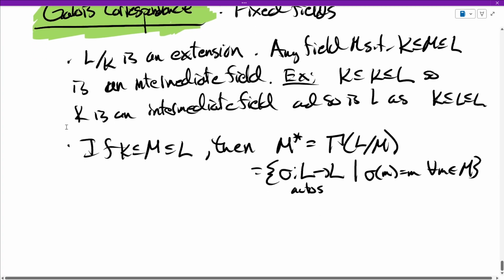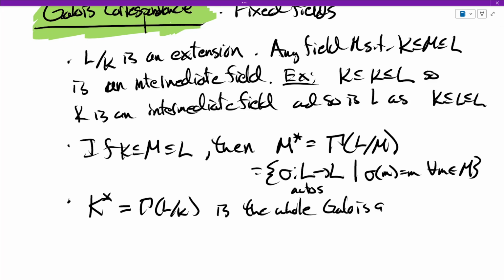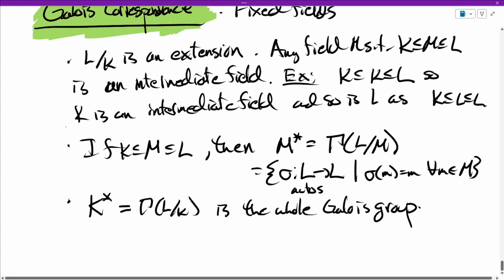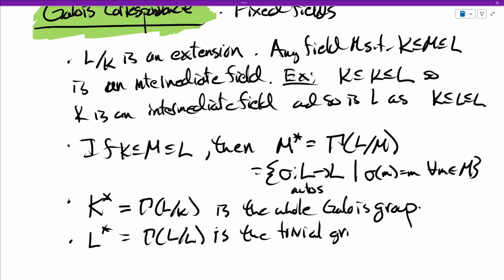All right, so what do we learn here? Well, with this notation, K star is the Galois group of L over K. This is the whole Galois group. And what else do we learn? We learn that L star, the Galois group of L over L, is the trivial group, because I have to have an automorphism that fixes everything in L, so it has to be the identity. It's a trivial group.